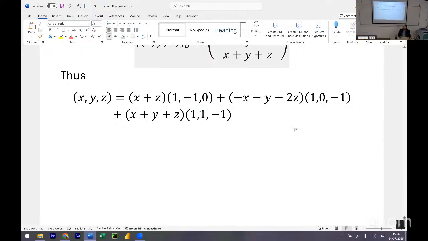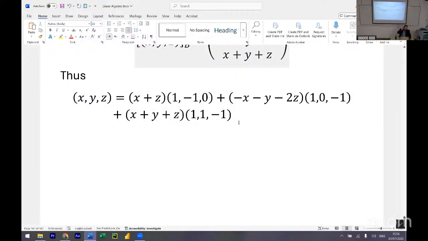You're welcome to verify it. For instance, let's do the first coordinate. X plus z is multiplied by 1, that's x plus z. Plus minus x minus y minus 2z, that's minus y minus z. Plus x plus y plus z. Altogether, you're left with x, as you should.